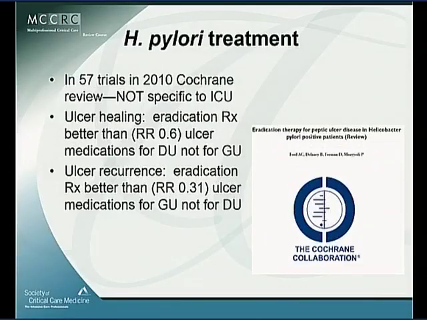So, what do the trials say about this? This is the latest Cochrane review about it. Once again, not specific to the ICU, so there's really very little great data about H. pylori in the ICU. But anyway, it says that if you do either the triple or the quadruple therapy for H. pylori in terms of ulcer healing, you're going to do better for duodenal but not gastric ulcers. However, for ulcer recurrence, the quadruple therapy versus just using standard ulcer medications is going to be more efficacious for gastric rather than duodenal ulcers.